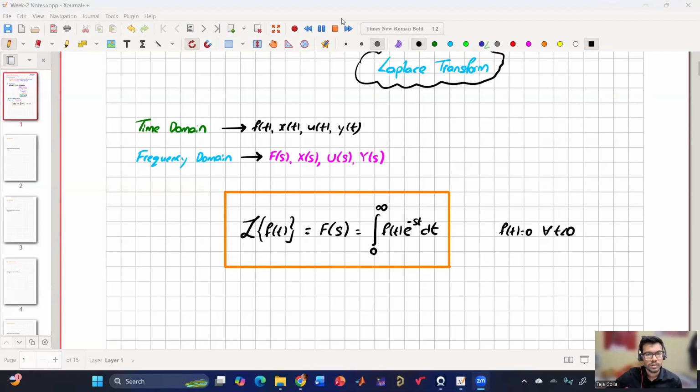Sir, actually, what does it mean, sir? Like if we are integrating from 0 to infinity a function multiplied by an exponential function e power minus st, what does it physically mean? So it is actually, what do you say, it's a transformation. Like we are converting one domain, time domain, to a frequency domain.